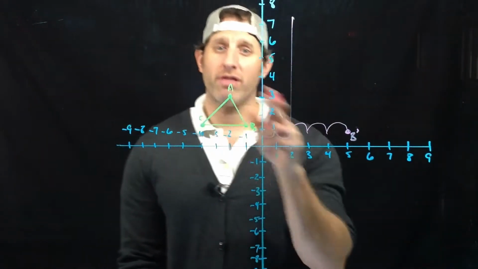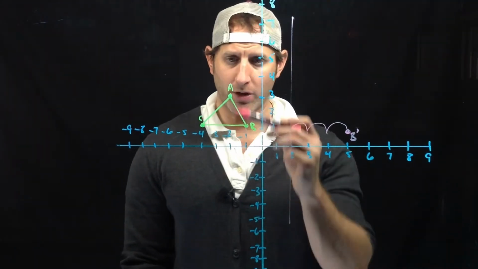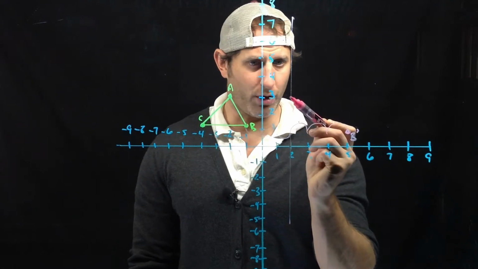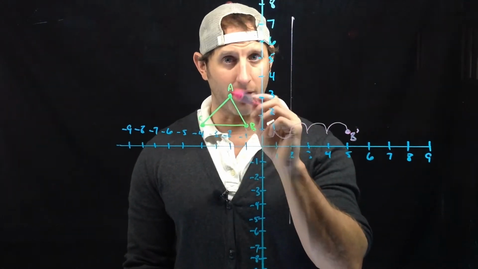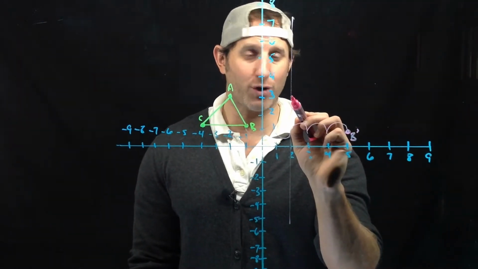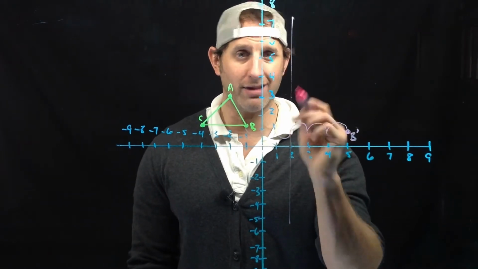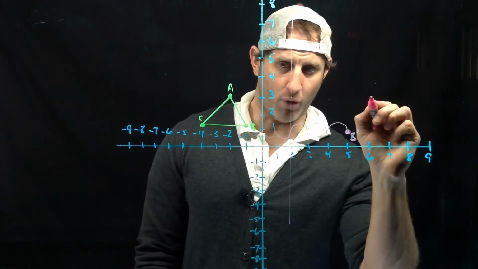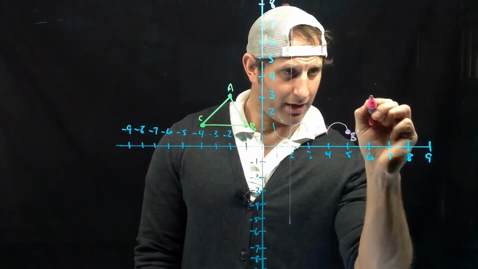Let's do the same thing with A and C. So A here is at -2. We're going to go over 1, over 2, over 3, over 4. That was step number 1. Step number 2 is measure 4 away from the mirror line. Step number 3, put the dot. 1, 2, 3, and 4. So we are going to be here.